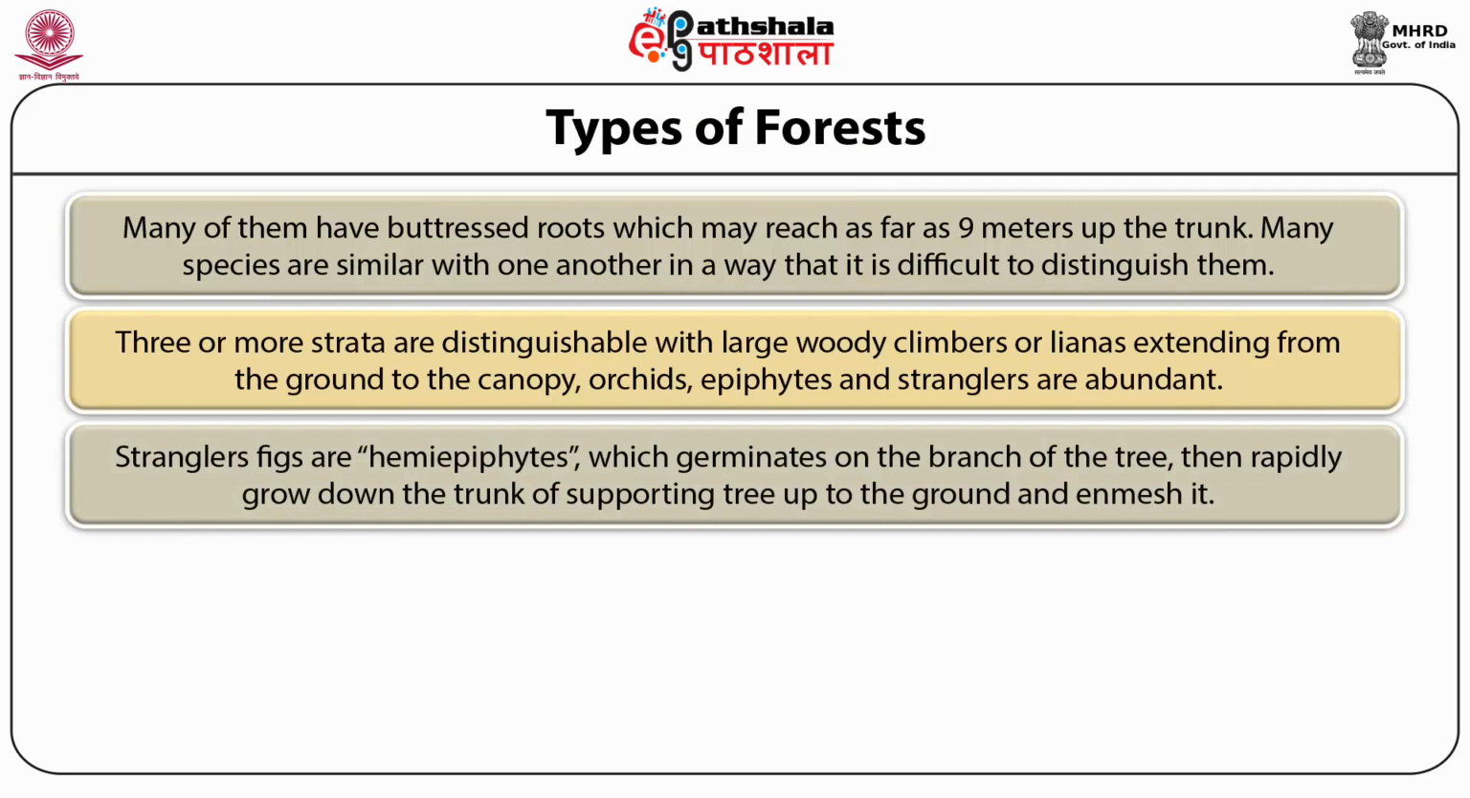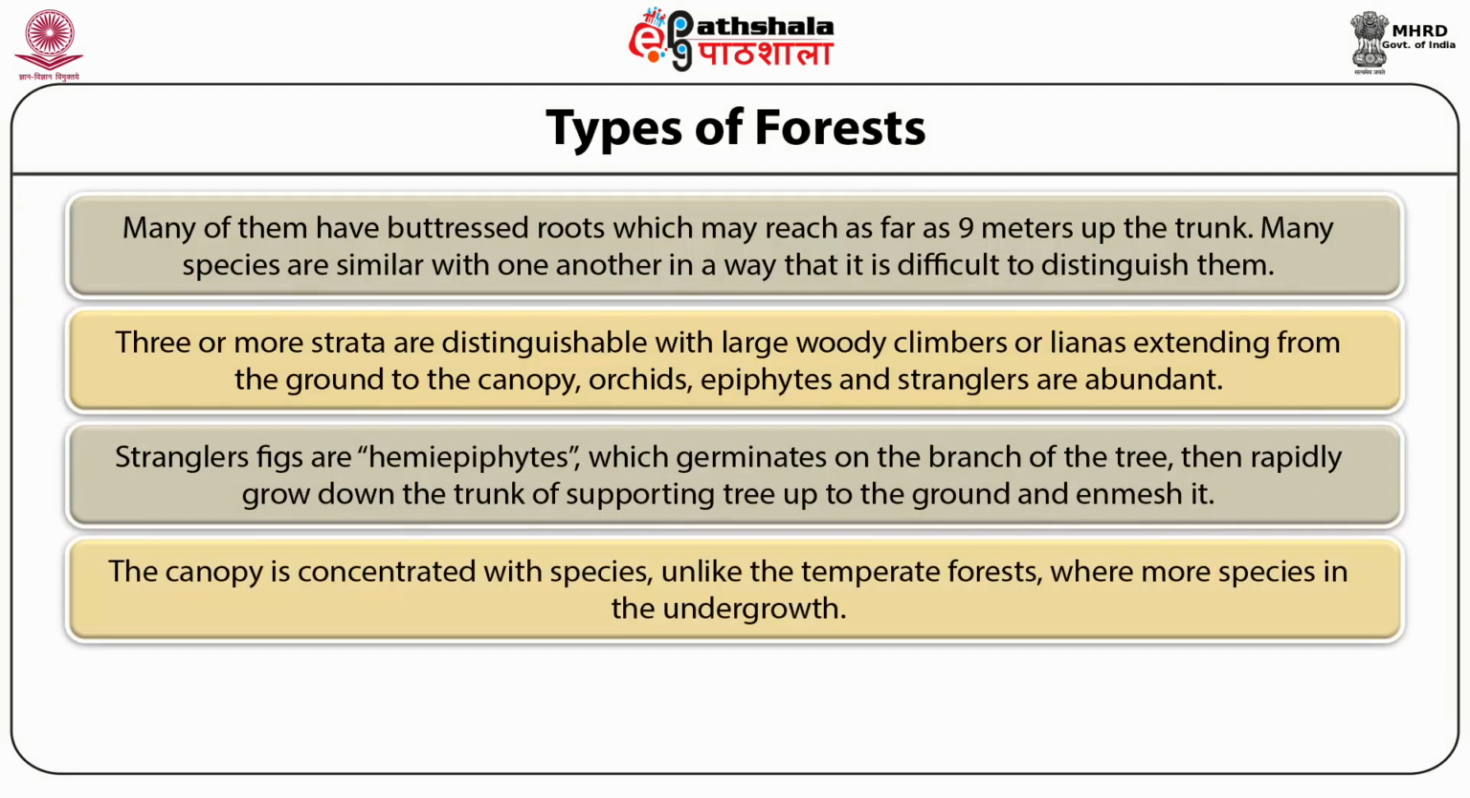Strangler figs are hemi-epiphytes which germinate on the branch of a tree, then rapidly grow down the trunk of the supporting tree up to the ground and enmesh it. As the strangler fig roots thicken, they weaken the secondary growth of the supporting tree, which is eventually strangled and killed. The canopy is concentrated with species, unlike the temperate forests, where more species are in the undergrowth.